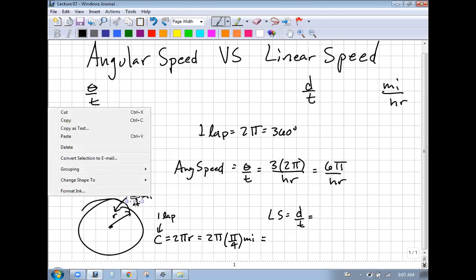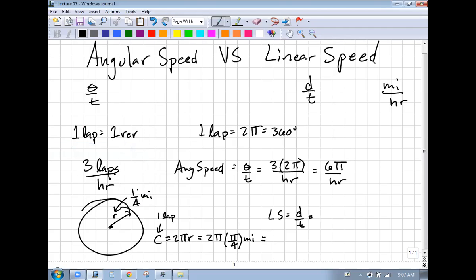let's not do pi over 4. That looks stupid. Let's just do a quarter mile. All right, so the radius is a quarter mile. So the circumference would be pi over 2 miles. That's the length of 1 lap, the circumference. And pi is approximately 3, so this is around a mile and a half.